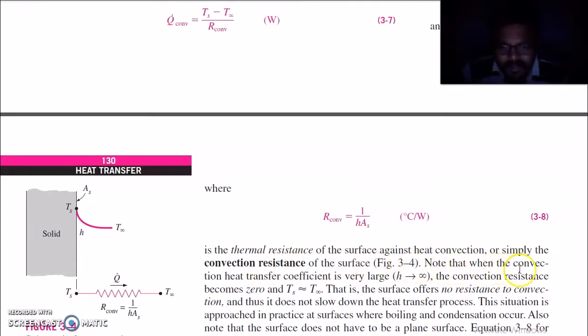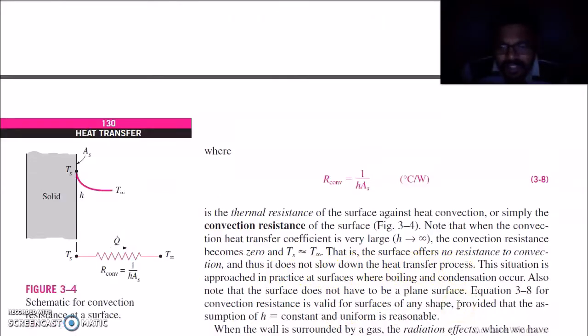Note that when the convection heat transfer coefficient h is very large, tends to infinity, the convective resistance becomes 0 and the surface temperature becomes always equal to the air temperature. That is, the surface offers no resistance to convection and it does not slow down the heat transfer process. The situation is the same as in the case of boiling and condensation.